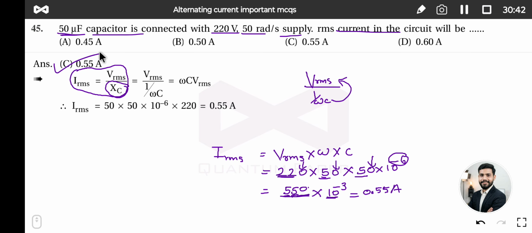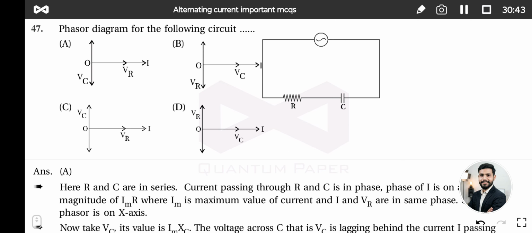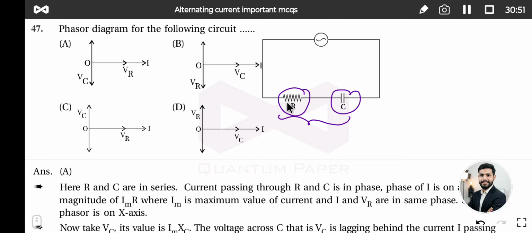Look at the next one. This circuit diagram is given, which is connected by resistance R and C. So we know that in the resistance case, current and voltage both are in the same phase. And in case of a capacitor, current leads voltage. So current is leading voltage by pi by 2.